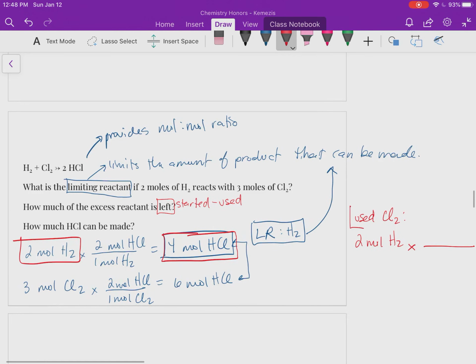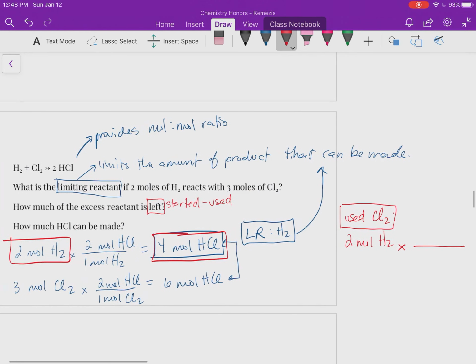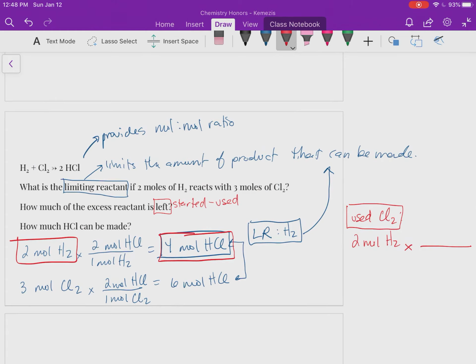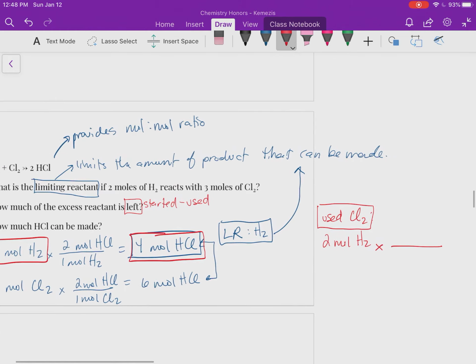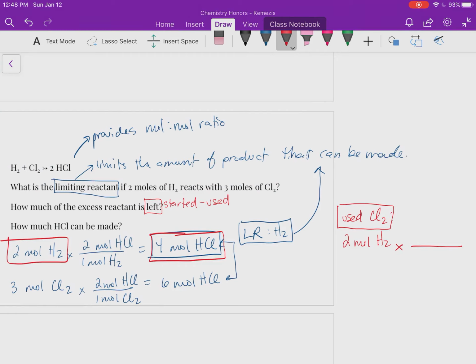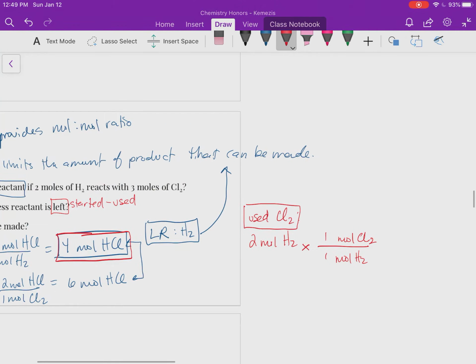And we're trying to figure out how much Cl2 is used. So the last problem, we went from H2 to HCl. In this case, we're going to go from H2 to Cl2, straight to the other reactant. So I know moles of H2 go on the bottom and moles of Cl2 go on top. This is a 1-to-1 ratio. So if we use 2 moles of H2, we also use 2 moles of Cl2.